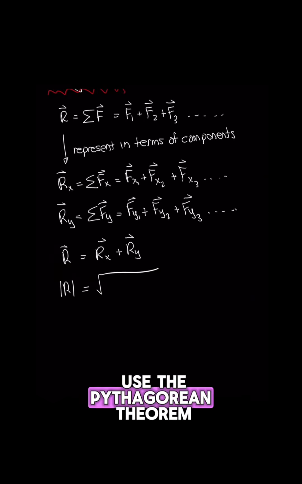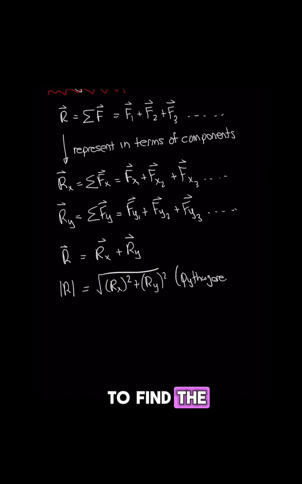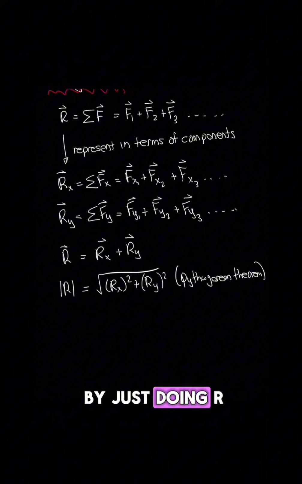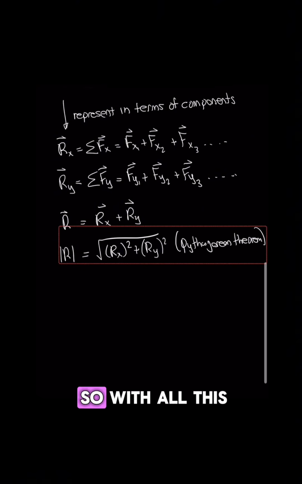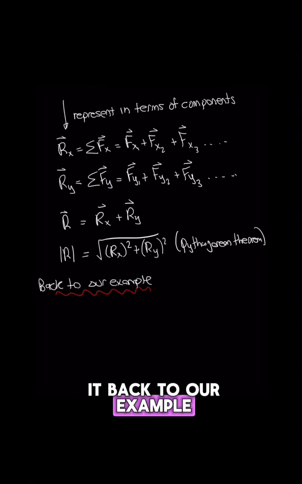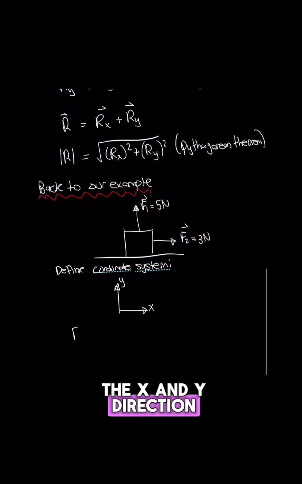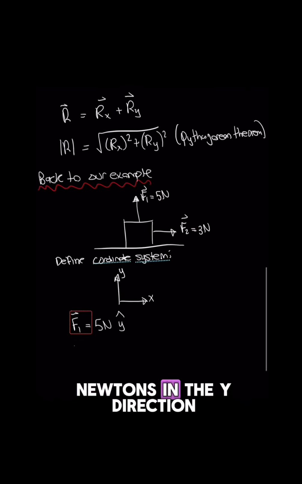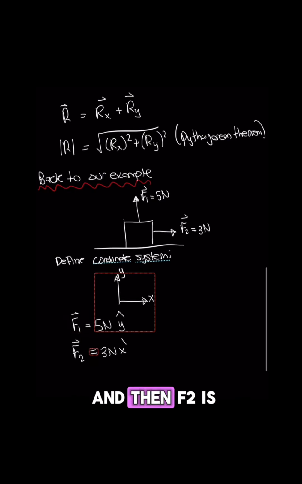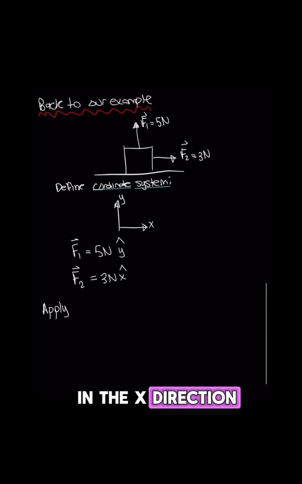And then we can use the Pythagorean theorem to find the magnitude of the R vector by just doing the square root of Rx squared plus Ry squared. So with all this information, we can bring it back to our example. We can start by identifying a coordinate system. So we can use the x and y direction, represent F1 as 5 newtons in the y direction because it's pointing that way. And then F2 is going to be 3 newtons in the x direction, like so.